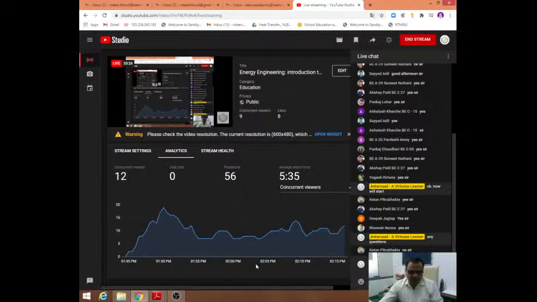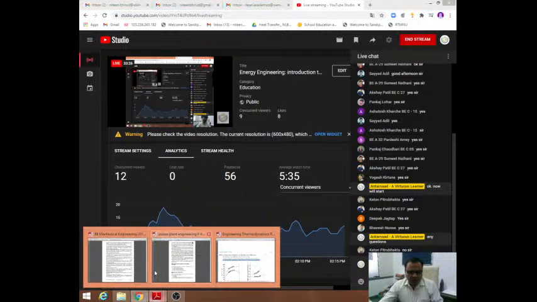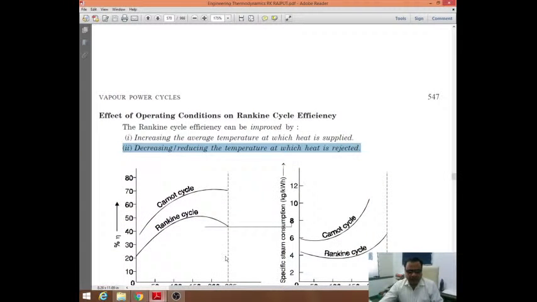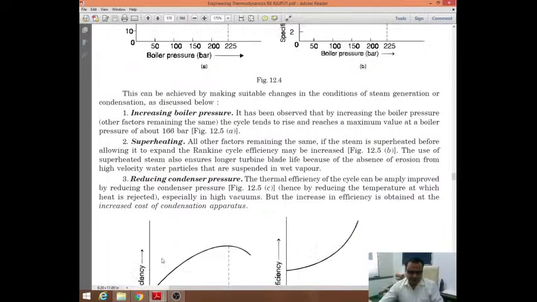Good. So let us continue. Now I just wanted to declare that this much was already learned by you. I think you have learned everything. So how can we improve the efficiency? We can do it by increasing the boiler pressure. We can slightly improve the efficiency by superheating and by reducing the condenser pressure.